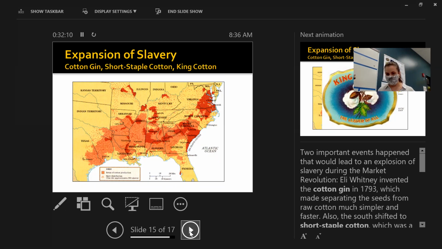And there are two main events that lead to an explosion of slavery at this time. The first is the invention of the cotton gin. The cotton gin was invented in 1793. Before the cotton gin, an enslaved person would have to pick the cotton and with their hands pull the seeds out of it, which is insanely difficult and really time consuming. But with the cotton gin, they could put raw cotton into a machine, simply turn a lever, and the seeds would separate from the cotton.